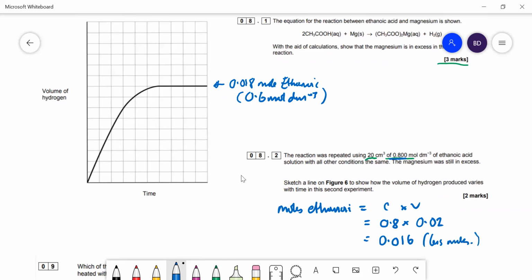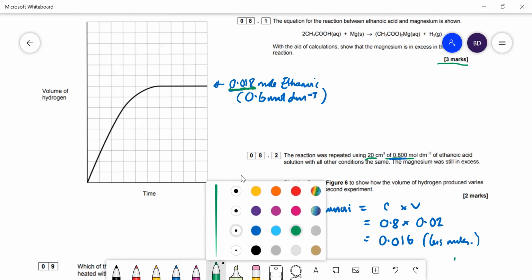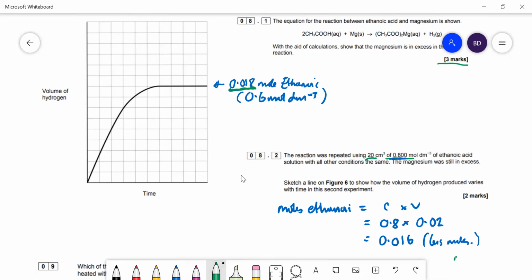Now, because the ethanoic acid is a limiting reagent, we get that much hydrogen produced with 0.018. How much are we going to get with 0.016? It's going to be 0.016 over 0.018. What's that? 16 divided by 18. So we're only going to get less.